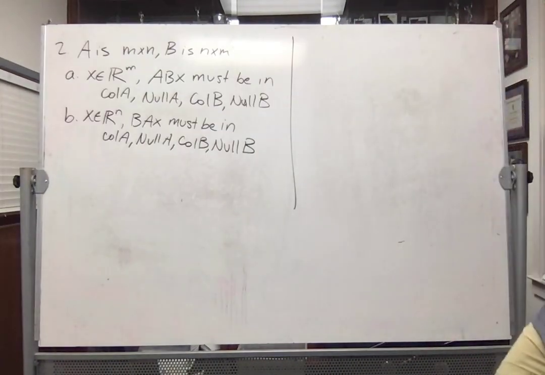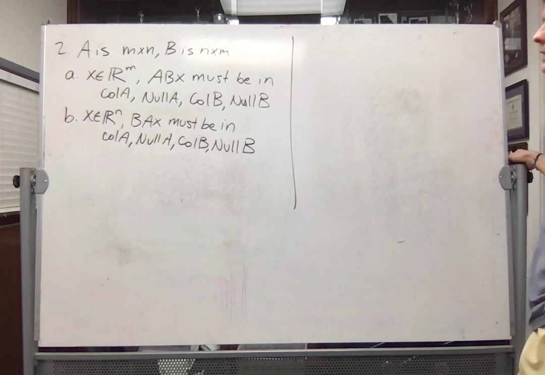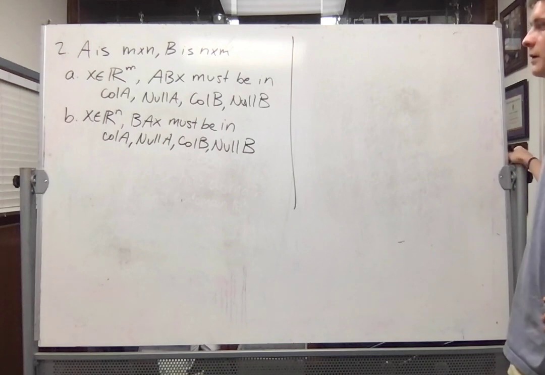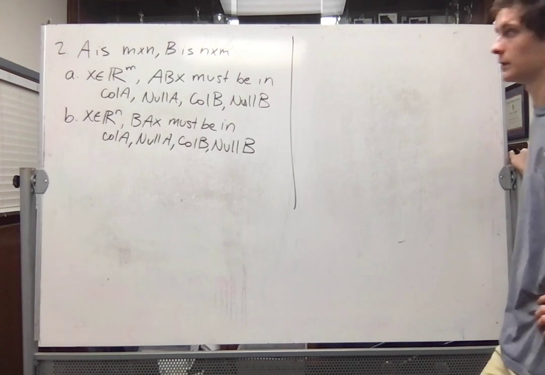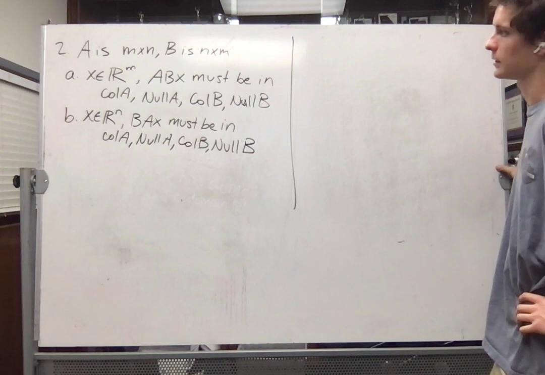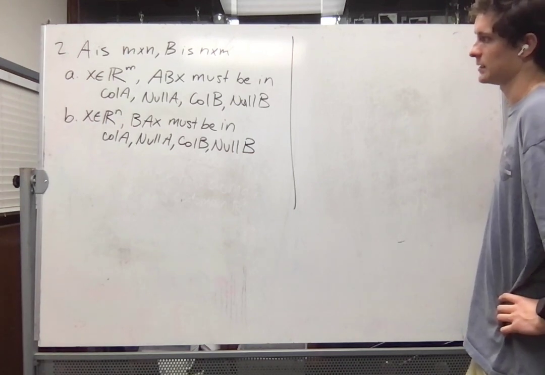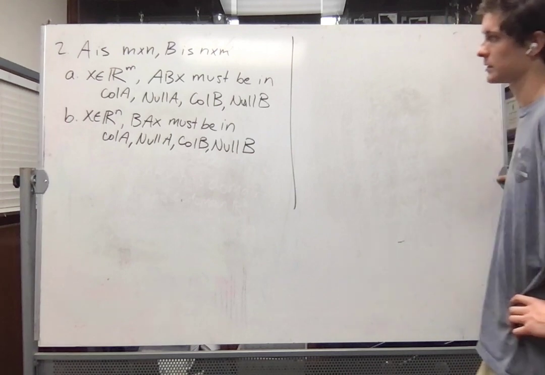So this is number 2. A is n by n, B is n by m. Part A: x is in Rm, ABx must be in which of the following subspaces? I think the strategy for this problem is to look at the size of x, look at the size of AB, and then finally look at the size of the vector ABx.